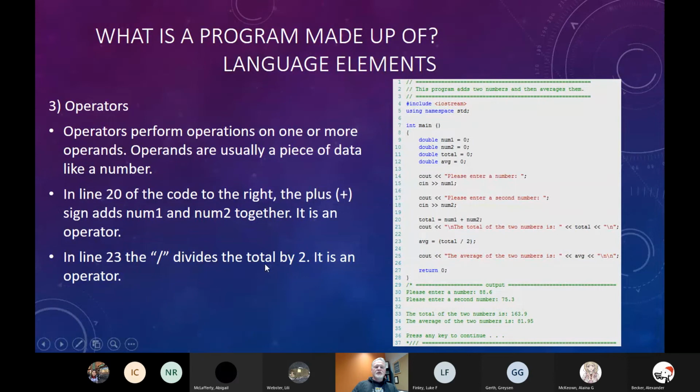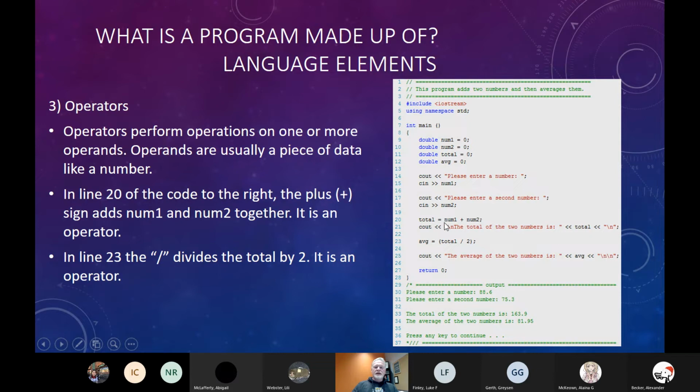All right, a program is also made up of operators. Operators are similar to everything you're used to in math. Look down here at line 20. I've got num1 plus num2. The operator here is a plus sign.